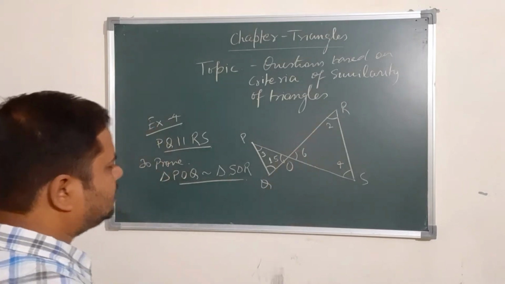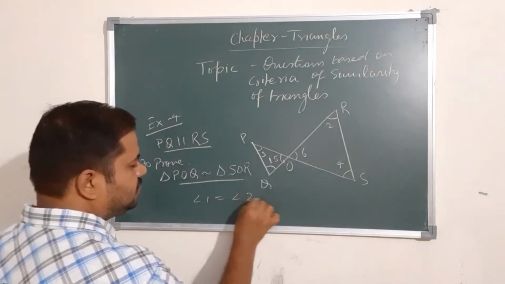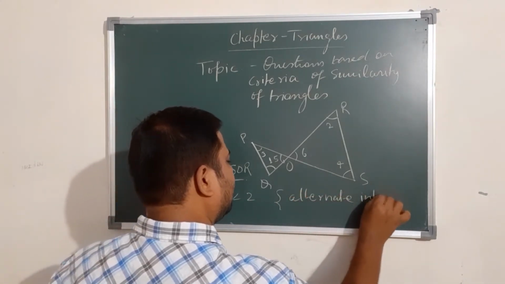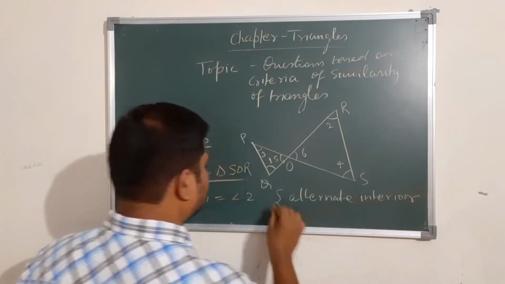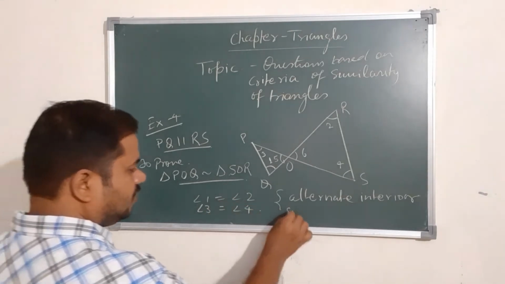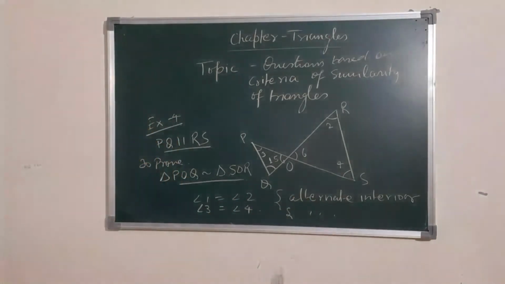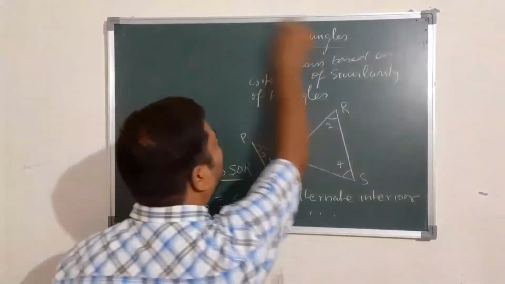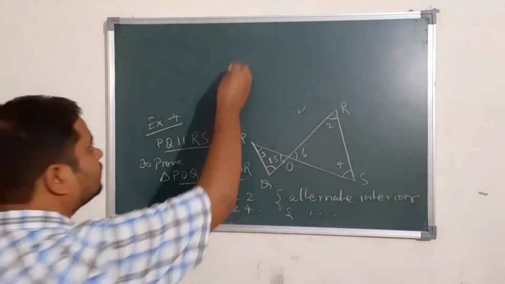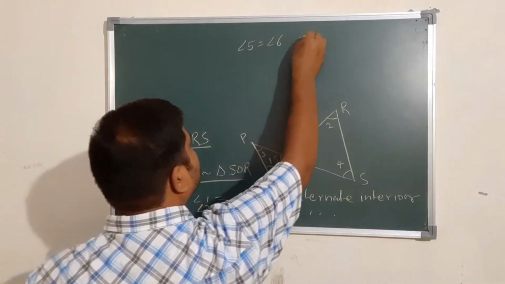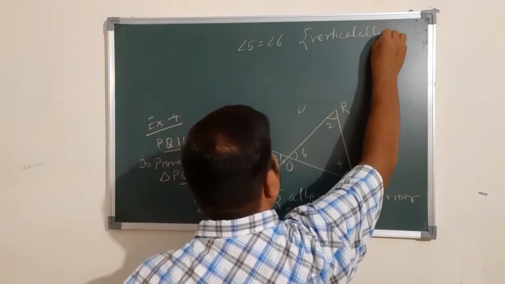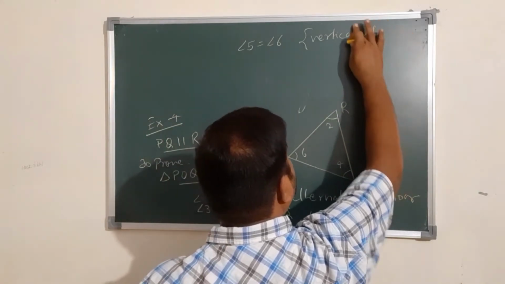Here, angle 1 is equal to angle 2, alternate interior angles. Similarly, angle 3 is equal to angle 4, and this is also an alternate interior angle. And next, angle 5 is equal to angle 6, as they are vertically opposite angles.